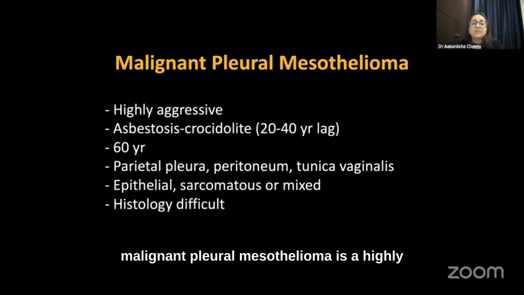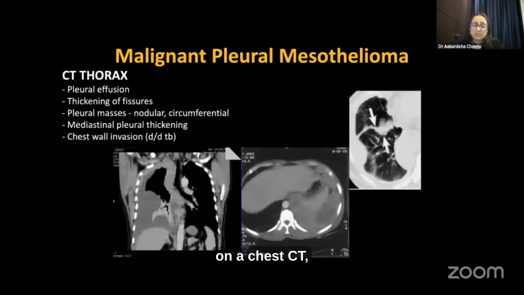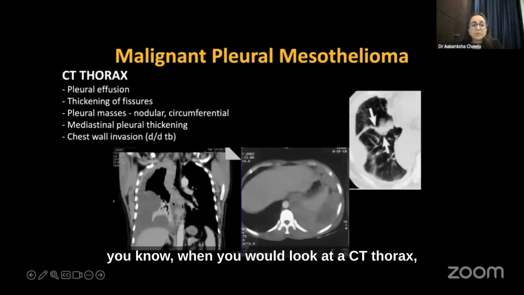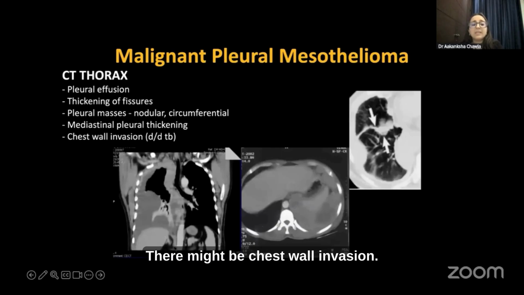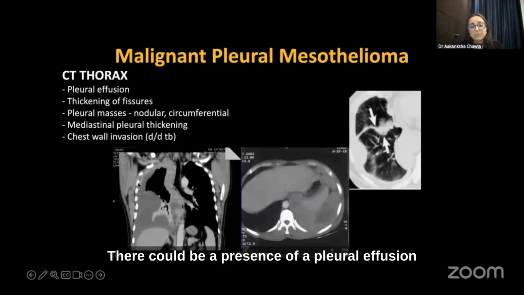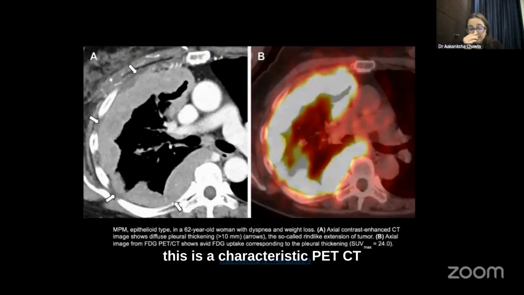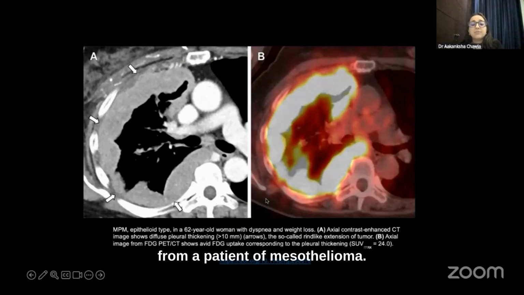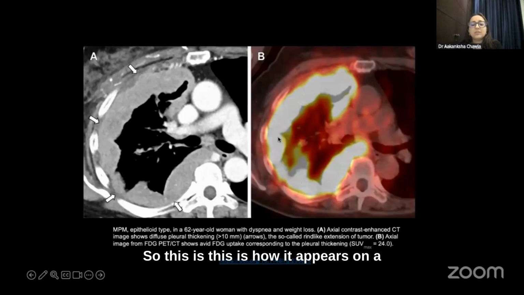Then malignant pleural mesothelioma is a highly aggressive tumor. On a chest CT, when you look at a CT thorax, you would see nodular circumferential thickening. There might be chest wall invasion. There'll be mediastinal pleural thickening. There could be a pleural effusion at the time when you do the CT for the patient. And this is a characteristic PET CT from a patient with mesothelioma. You can see that there's great uptake in the pleural rind-like extension of the tumor. So this is how it appears on a PET CT.